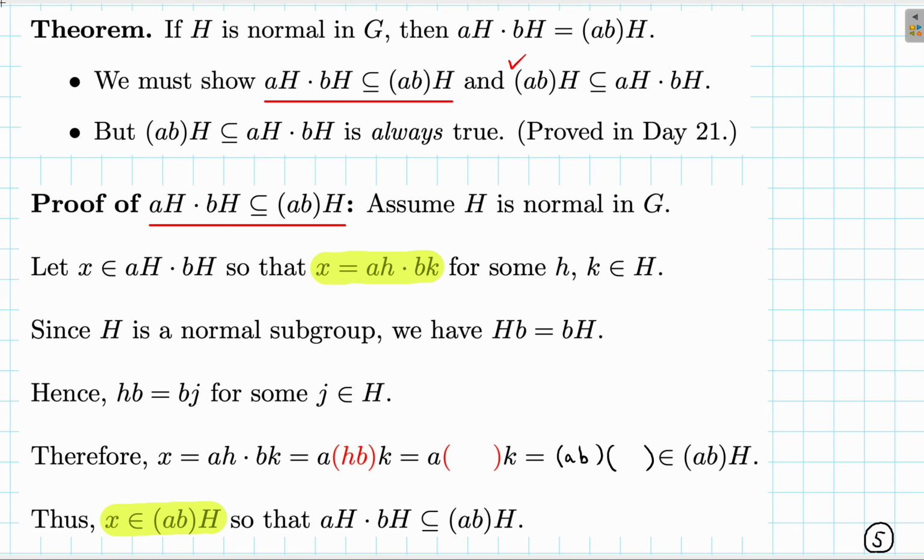And now we can complete our proof. So this hb here can be replaced by b times j, and now we can regroup again and say this is equal to AB times jk, where j and k are both elements of H, and since H is a subgroup, hence closed, jk is an element of H. So this whole thing is an element of the coset ABH, and thus we can say that X is an element of ABH, and therefore that's the end of our proof.